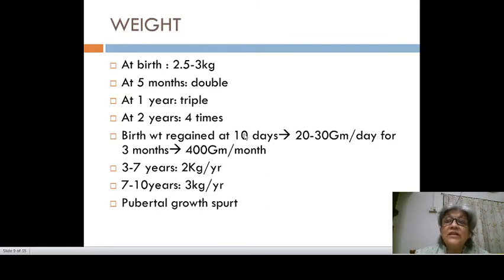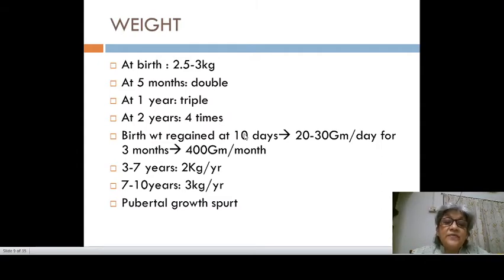So what is normal at birth? A normal birth weight is like 2.5 to 3 kg. Then a simple calculation is that the birth weight doubles at 5 months, becomes triple at 1 year and 4 times at 2 years. So a child born 3 kg will be 6 at 5 months, will be 9 kg at 1 year and 12 kg at 2 years.